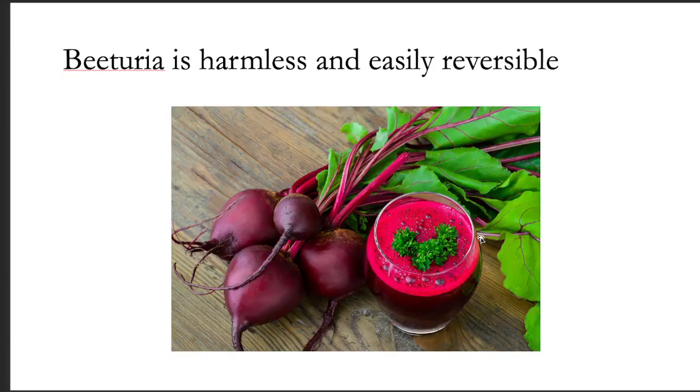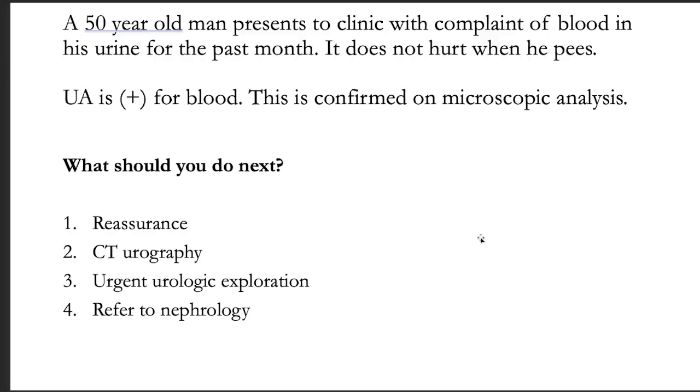So one thing to think about is beeturia. If someone's eating a lot of beets, to my understanding, it has to be like one of five things in your diet. It's not just one beet every now and then. It's a lot of beets. So it's harmless, pretty reversible, but if you can identify this by taking a good history, you might save someone a very lengthy workup, so keep that in mind.